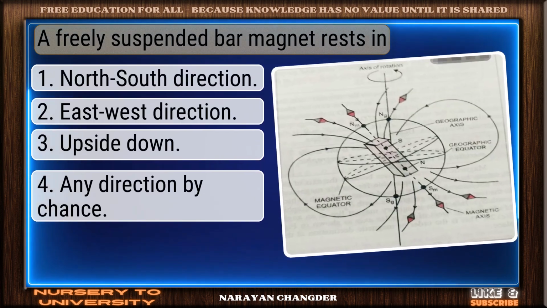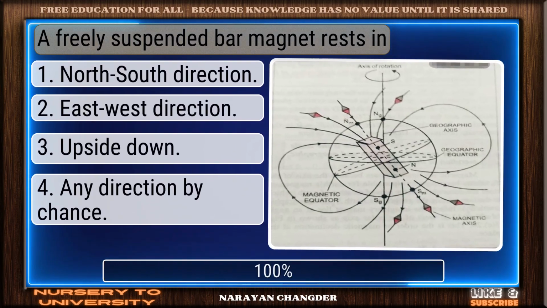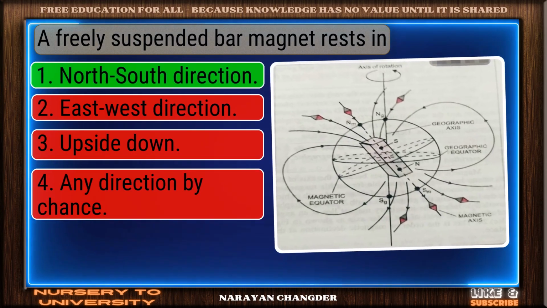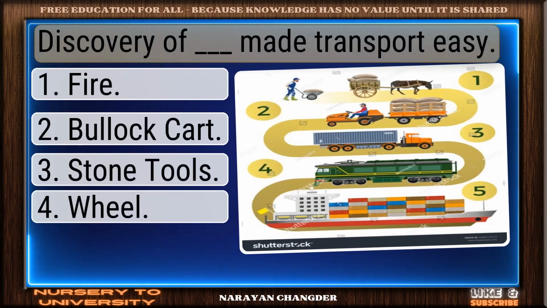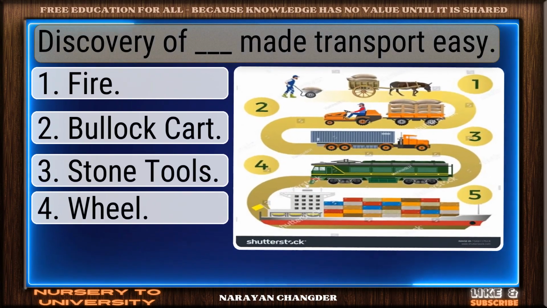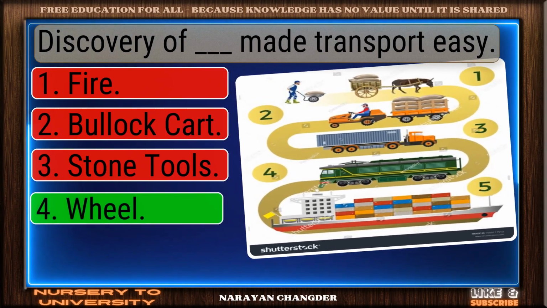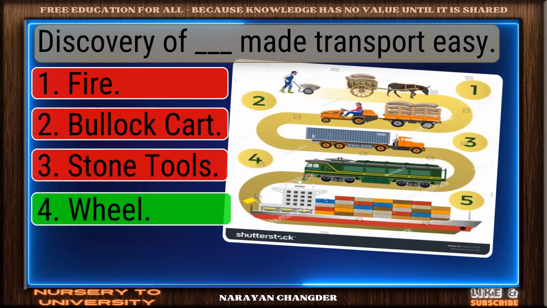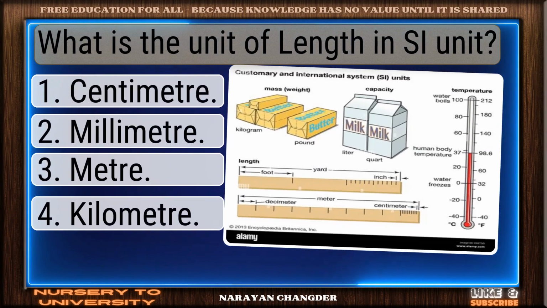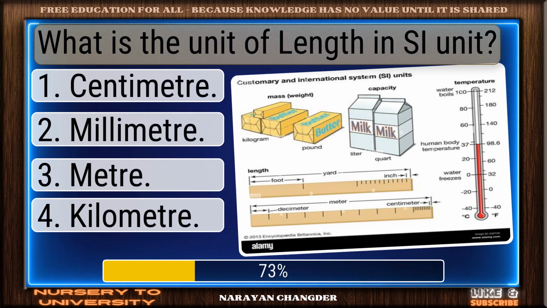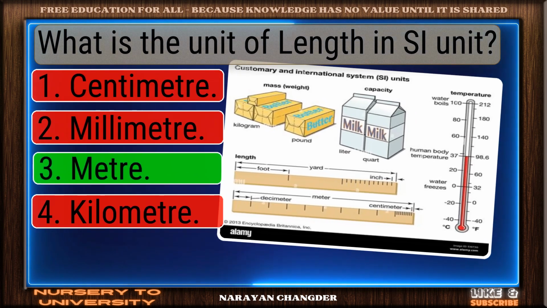A freely suspended bar magnet rests in. Exactly. North-south direction makes sense, and it is the right choice. Discovery of dash made transport easy. Nice work. You chose wheel, and it is correct. What is the unit of length in SI unit? You chose meter, and it is correct.